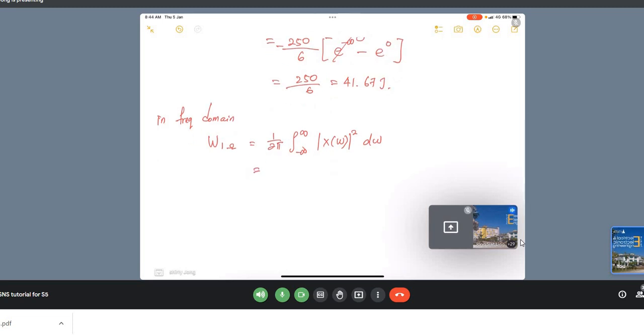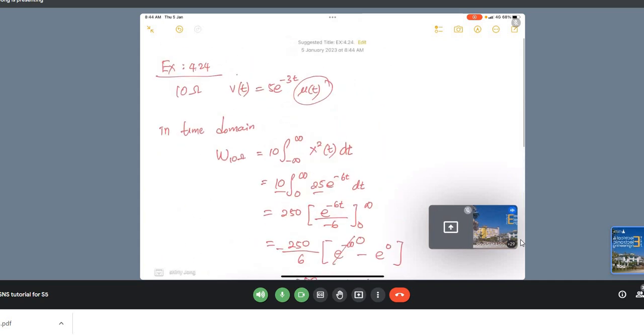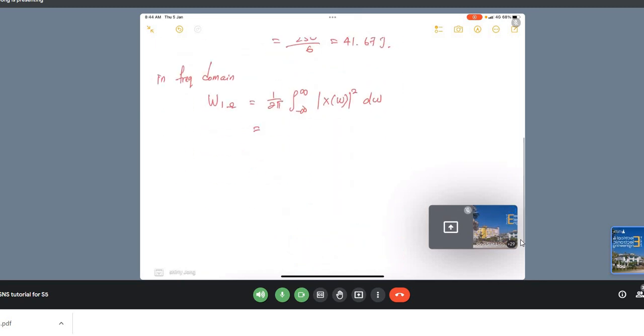So from the question given, we know that v(t) is 5 e to the power of negative 3t u(t). So can you tell me what is the V(omega)? Negative 3t, that's enough here. Okay, so what will be the V(omega)? Class, anyone tell me?